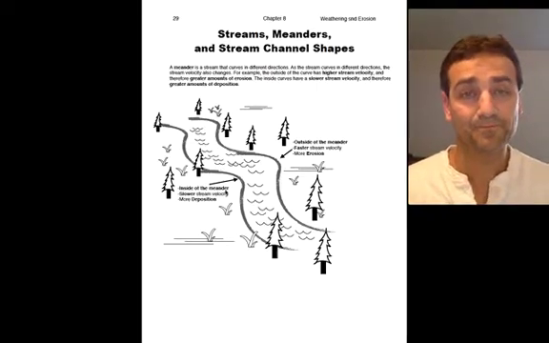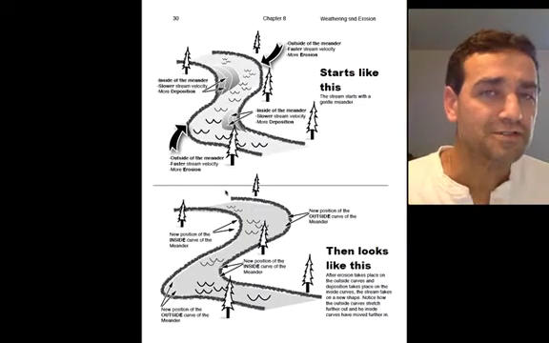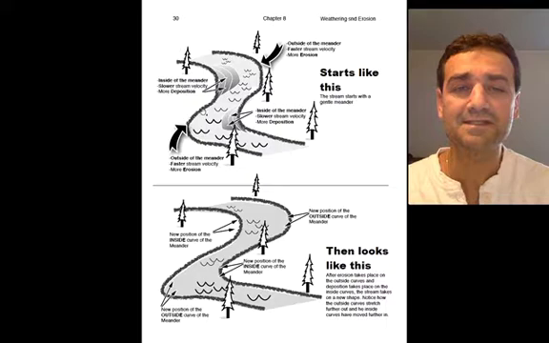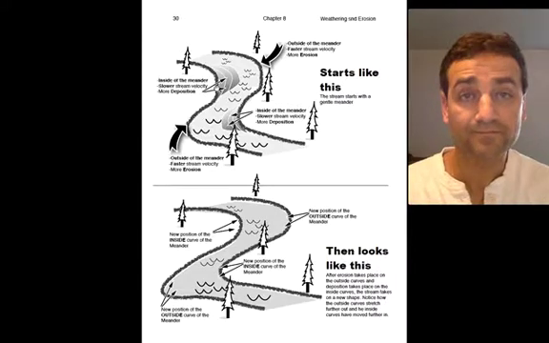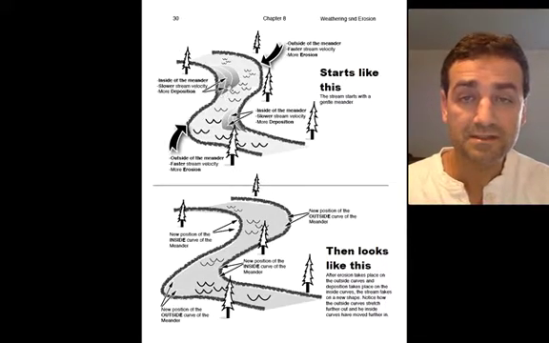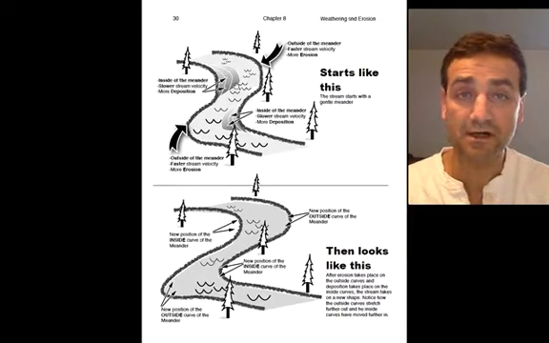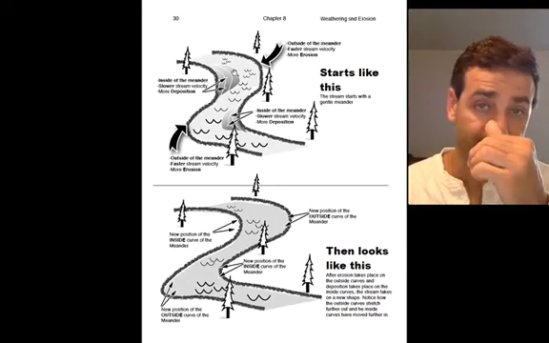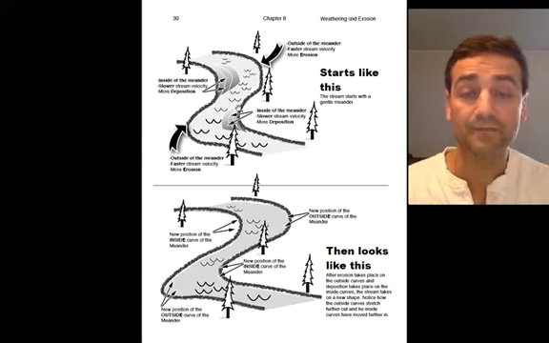Right? Okay. Let's see how this works. So here on the inside, it starts looking like this, right? Like that. On the inside, it's moving more slowly. So these little things I put here represent sediments being deposited on the inside of the meander. Over here, the same thing. On the inside of the meander, we have deposits getting put in.